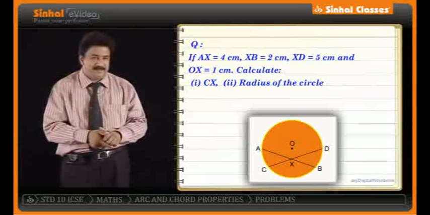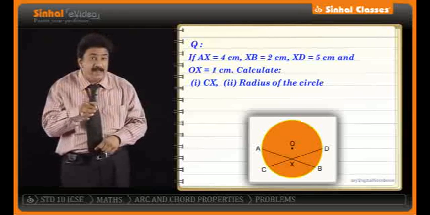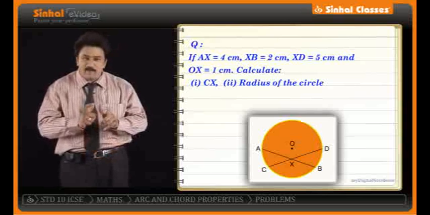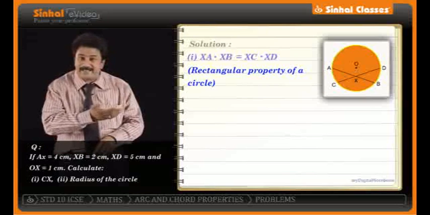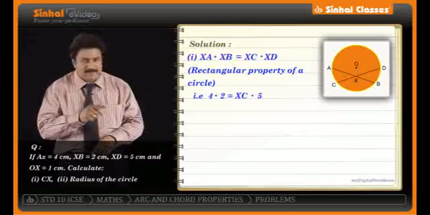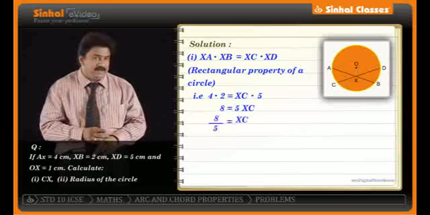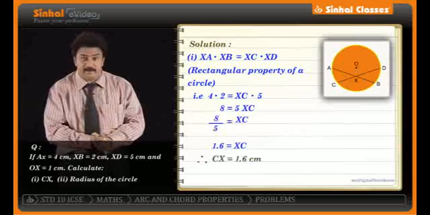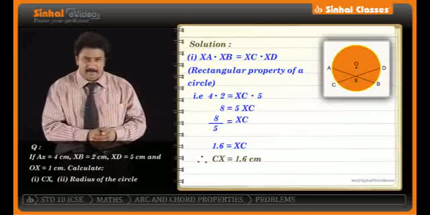First, we'll try to find CX. Now see this very carefully. Chords AB and CD intersect in the interior of the circle. Therefore, by using the rectangle property of circle, I get XA into XB is equal to XC into XD. That is 4 into 2 is equal to XC into 5. That is 8 is equal to 5 XC. That is 8 upon 5 is equal to XC. By simplification, CX is equal to 1.6 centimeter. So my first part is over.